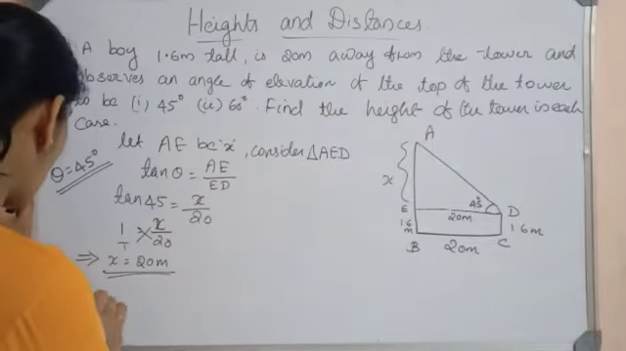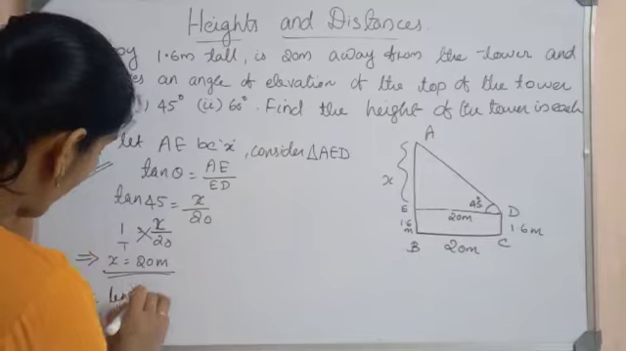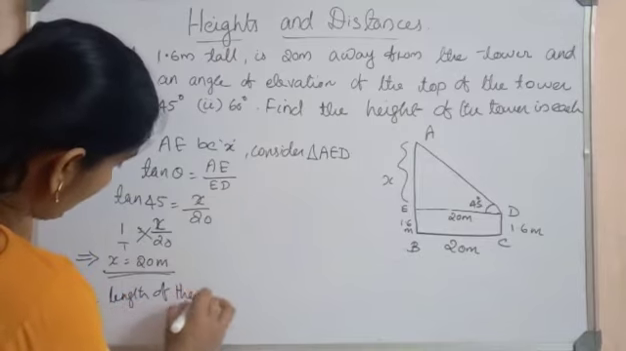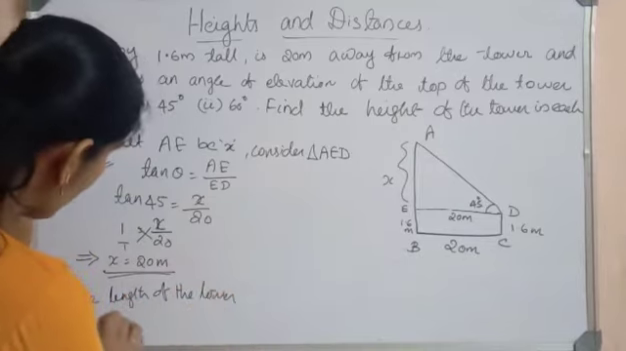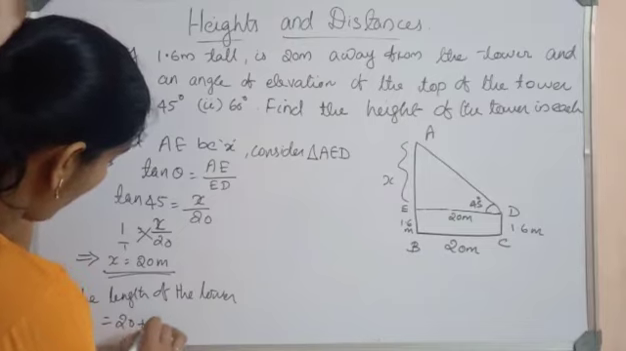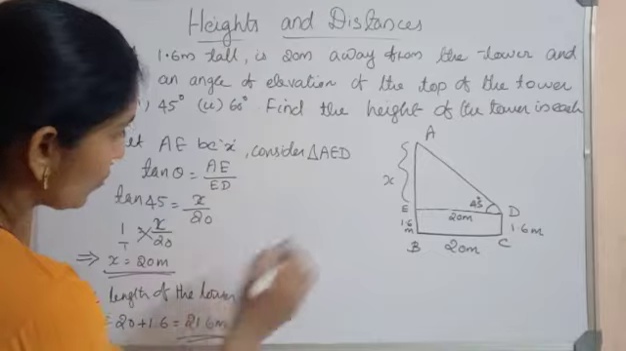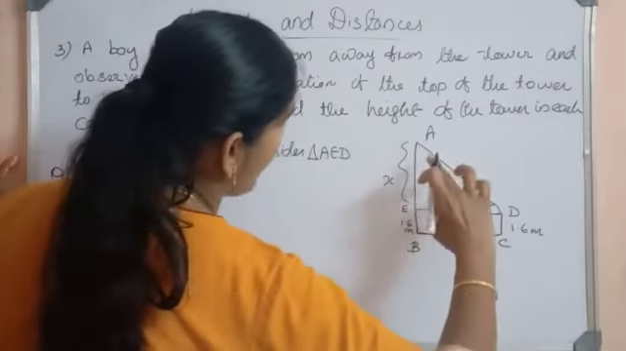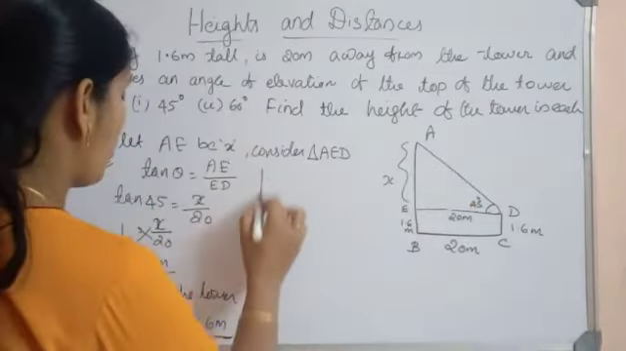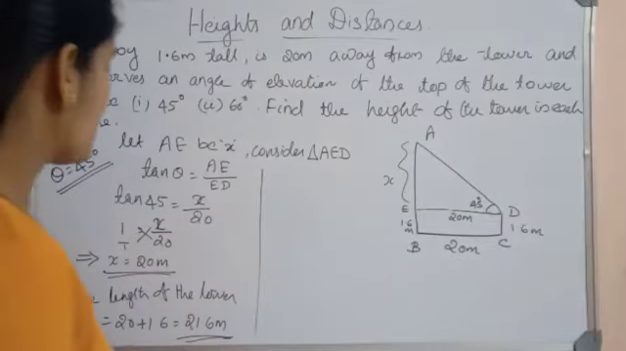Therefore, the length of the tower is equal to 20 plus 1.6, that's equal to 21.6 meters. So in this case, the height of the tower is 21.6 meters. That's the first part of the question.